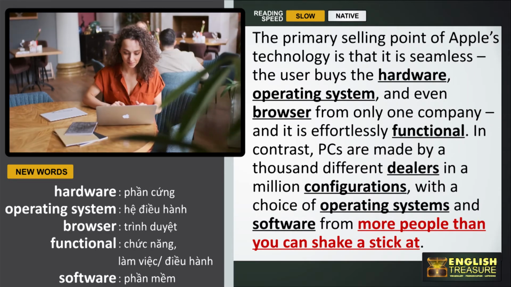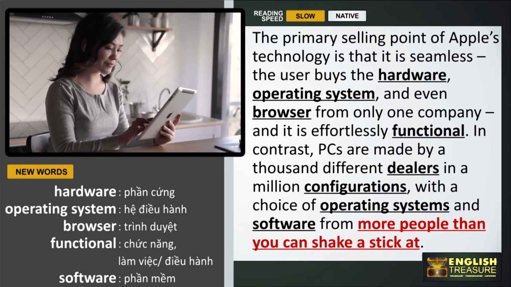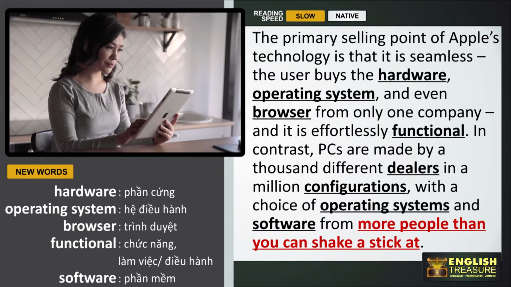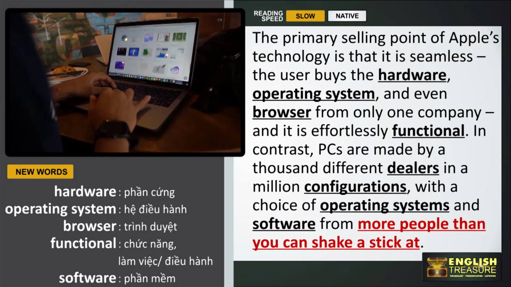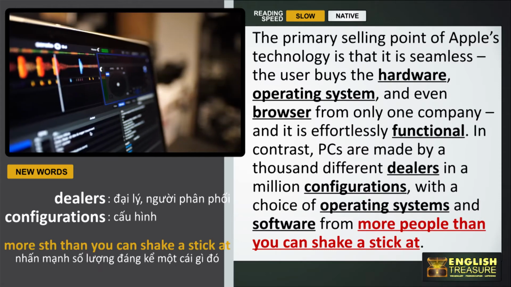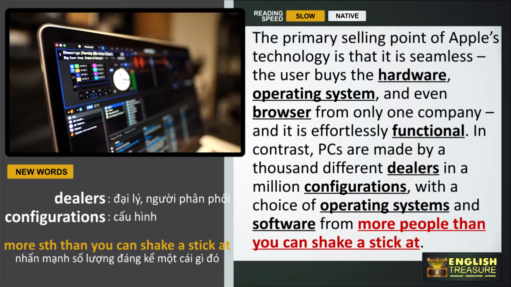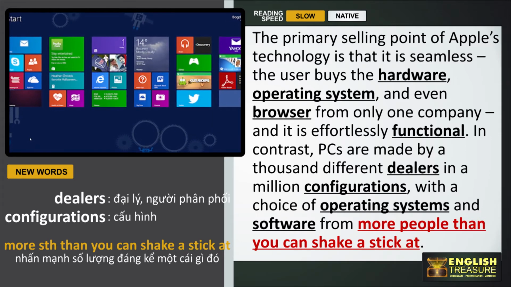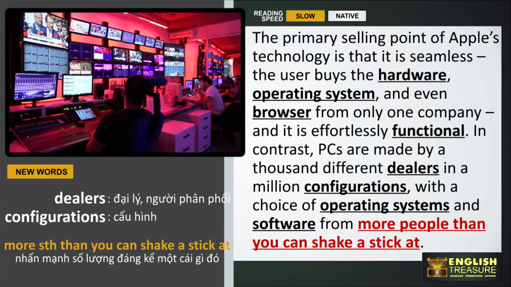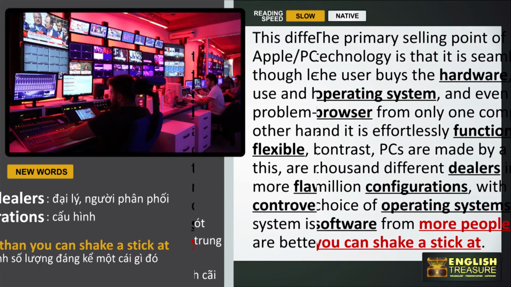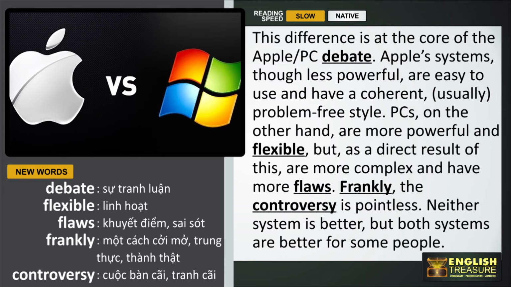The primary selling point of Apple's technology is that it is seamless. The user buys the hardware, operating system, and even browser from one company, and it is effortlessly functional. In contrast, PCs are made by 1,000 different dealers in 1,000,000 configurations, with a choice of operating systems and software from more people than you can shake a stick at. This difference is at the core of the Apple PC debate.